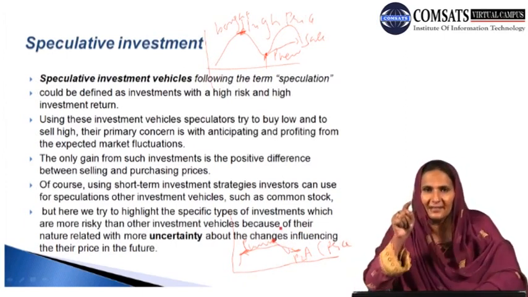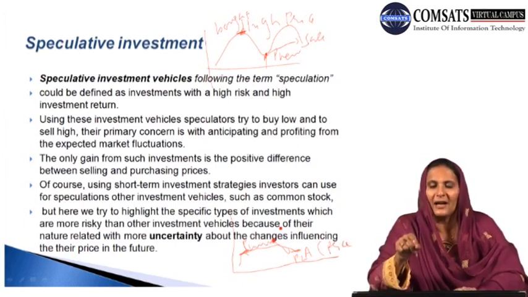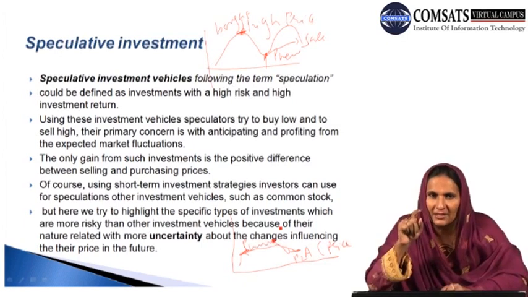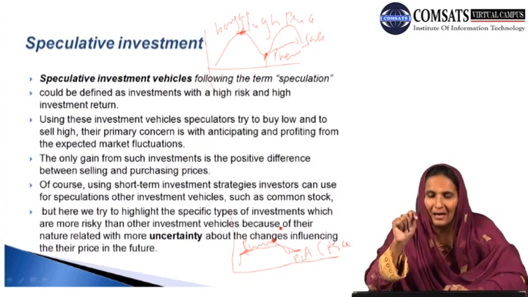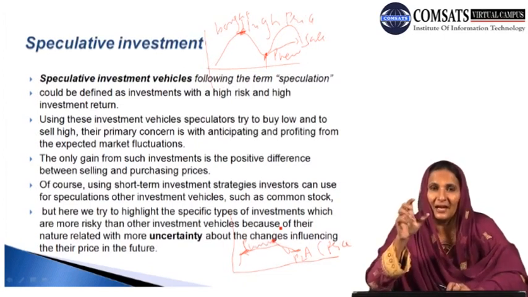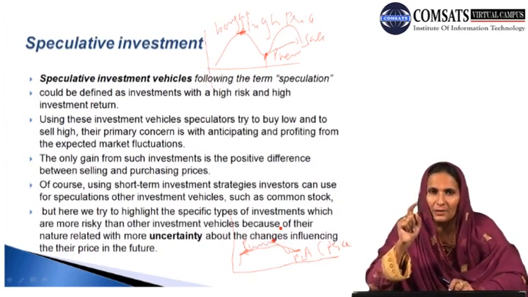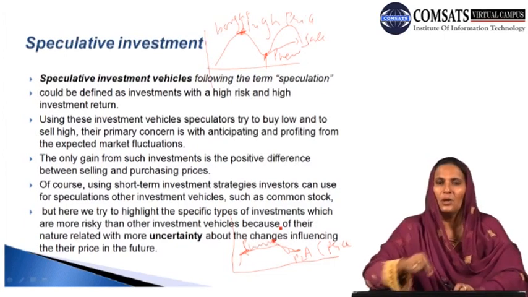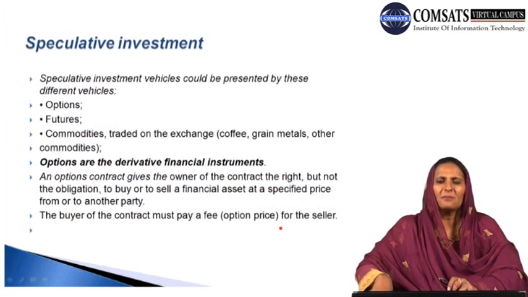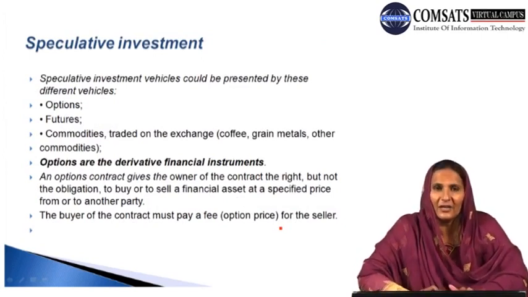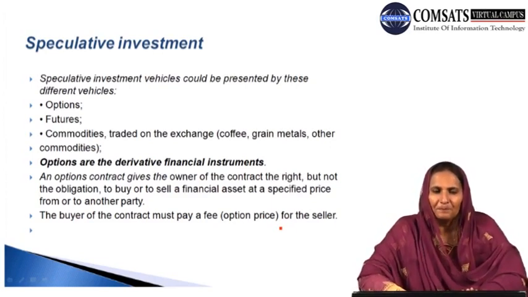This is the uncertain situation, whether we are speculators or we are the other investors, purchasers of the common stock, whatever type of investor we are, the sudden fluctuations, sharp fluctuations, and shocks in the economy are not likely to be good because they can lead us to lose a lot after making the investment. Speculation investment vehicles could be presented by different types. Speculation investment vehicles, they have different types.